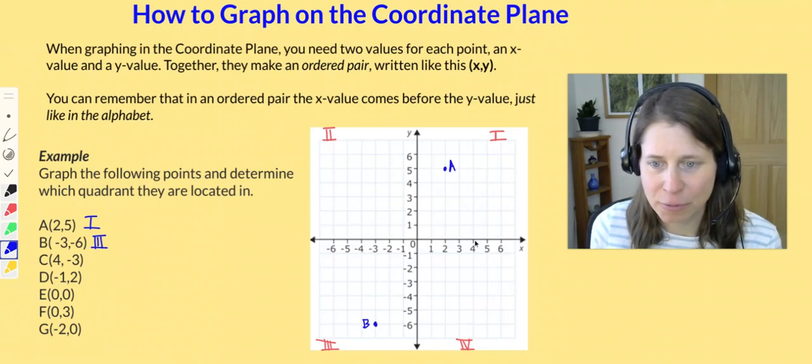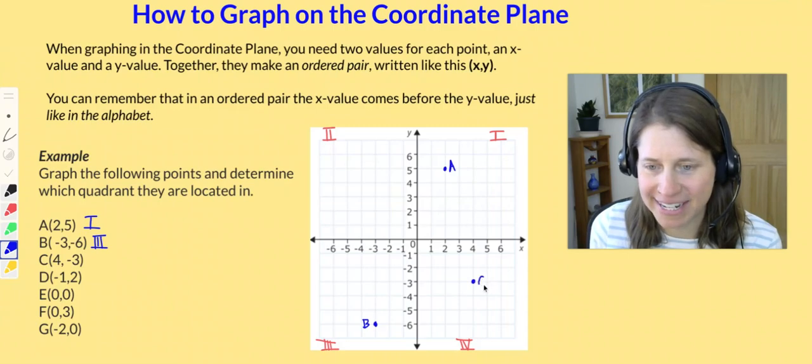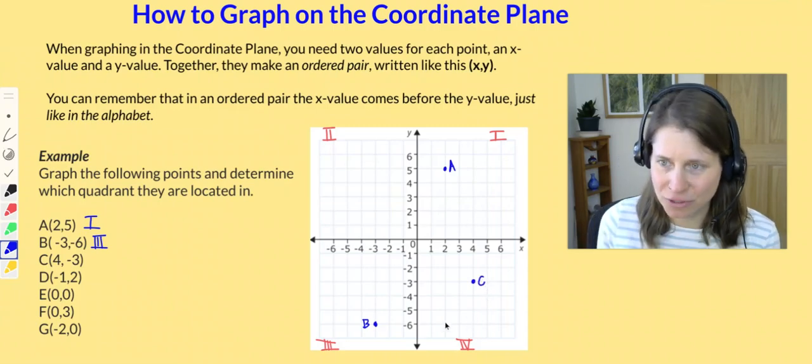X is positive 4 would be here. And I'm going to go down to negative 3 for the y. And we'll be right here for point C, which is quadrant 4.